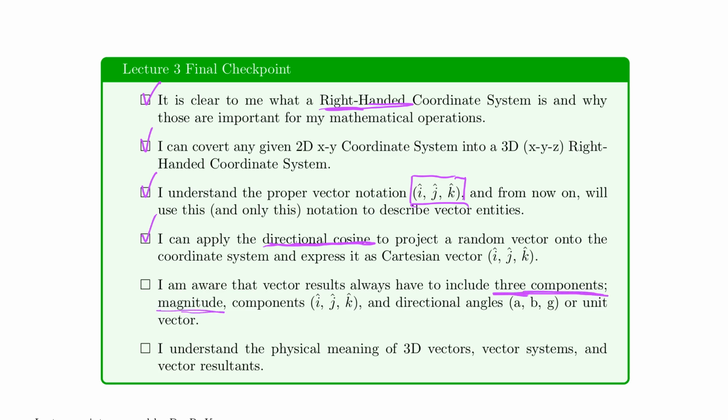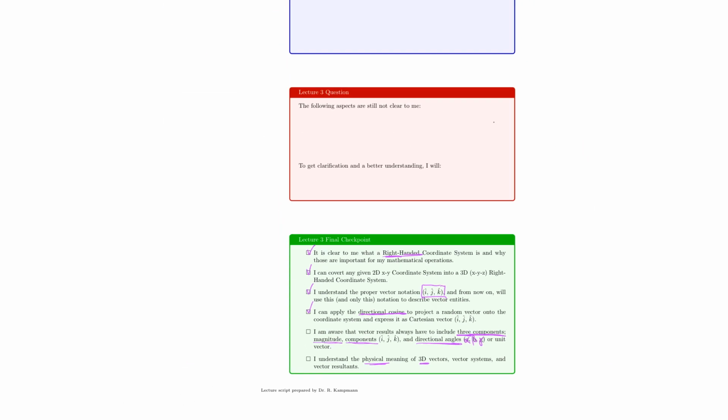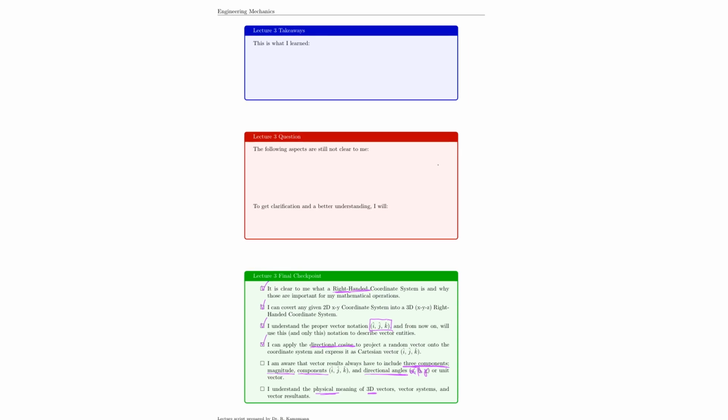I need the magnitude, I need the components, and I need the directional angles. And by directional angles, we really mean alpha, beta, and gamma here. And so that is important for us to understand. And last but not least, we now understand the physical meaning of 3D vectors and the vector systems. So we can definitely effectively interact with vectors now in 3D space.